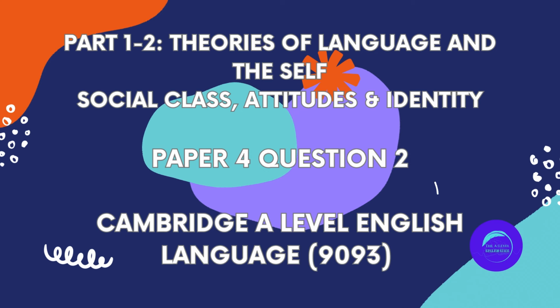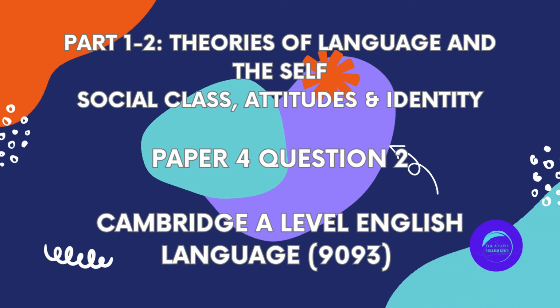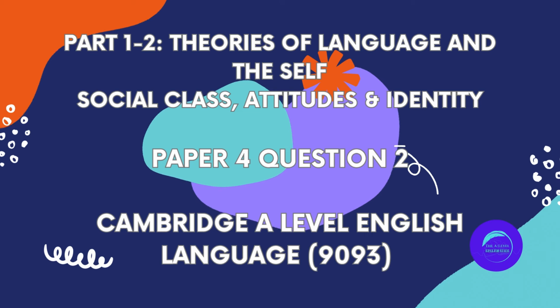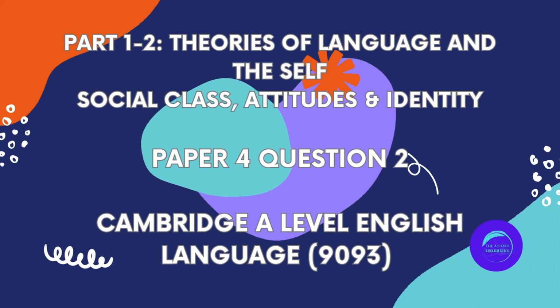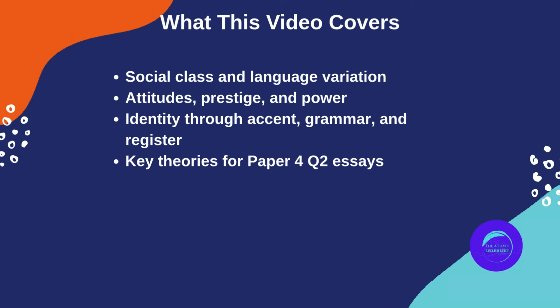This is part 1 to 2 of our theory series for paper 4, question 2, Language and the Self. In part 1-1, we looked at gender-based theories. In this video, we're turning our focus to social class, attitudes, accent, and language prestige, all of which are key to understanding how language reflects identity.